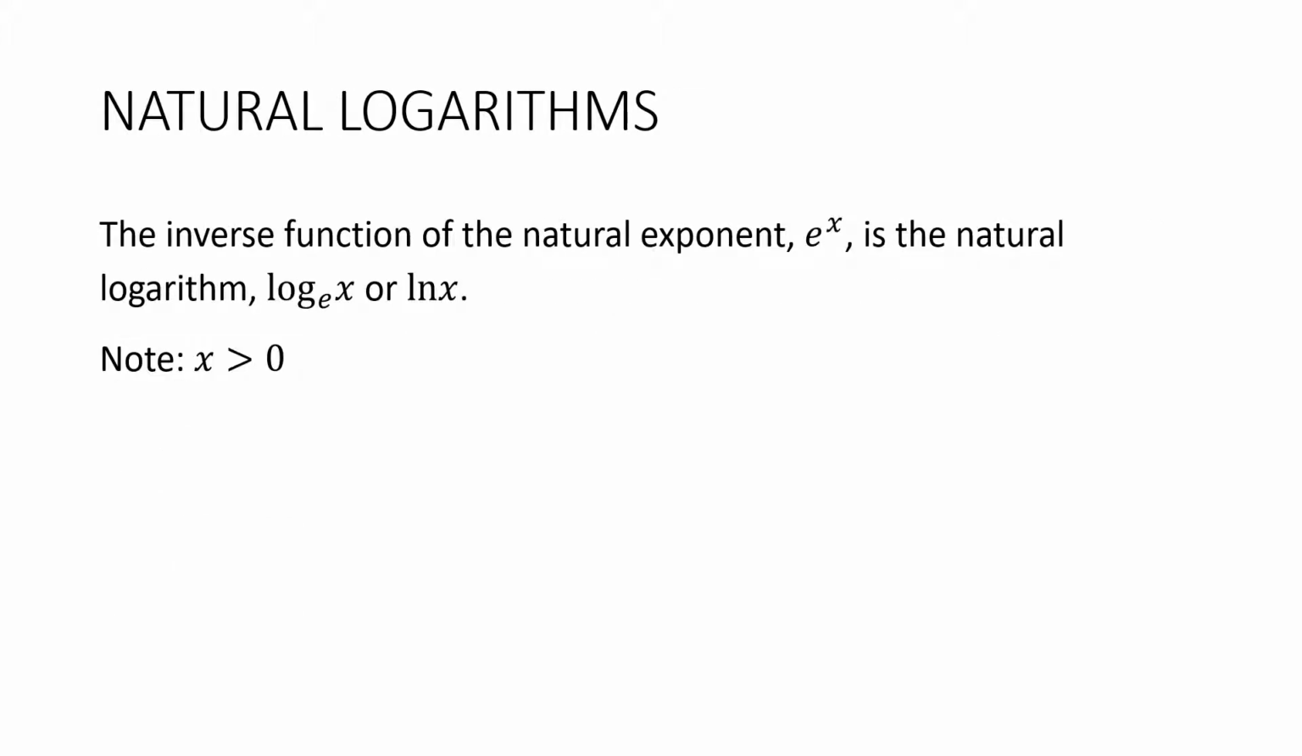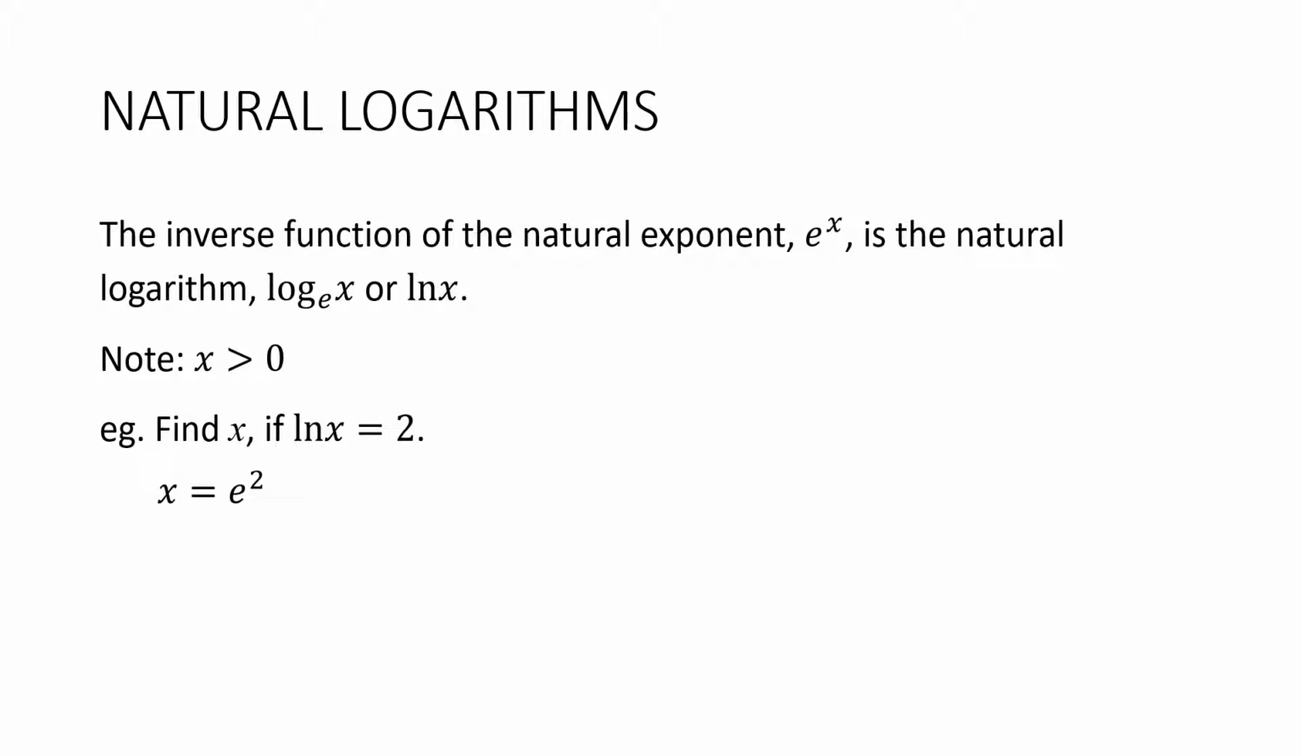Which brings us to the natural logarithm. The inverse function of the natural exponent, e to the x, is the natural logarithm, which we write as log base e of x, or ln x, which we met earlier in the video. And note that x has to be greater than 0. So we might want to find x if ln x is equal to 2. And all we're going to do here is turn this from logarithmic form into exponential form. Remember, this is log base e, so it's going to be e to the 2 equals x. So I've just turned that around.